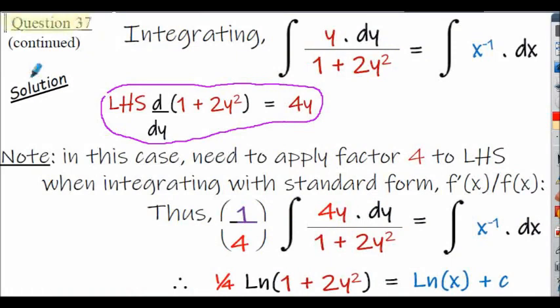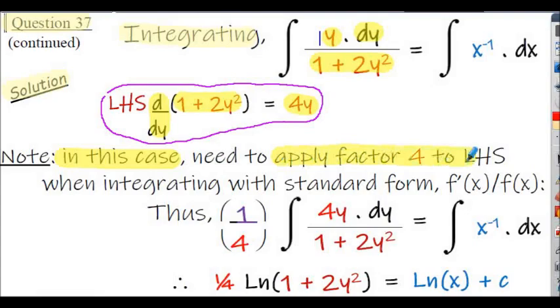Question 37, solution continued. So considering the integration of the left-hand side, we have y divided by 1 plus 2y squared, integrated with respect to y. Now if we differentiate the denominator of the left-hand side, we have 4y, but currently in the numerator of the integral we have just 1y. So in this case, we need to apply a factor of 4 to the left-hand side numerator when integrating with the standard form function dash x divided by function of x.